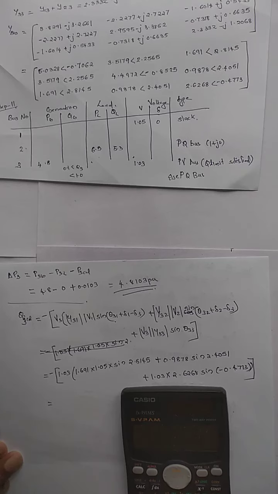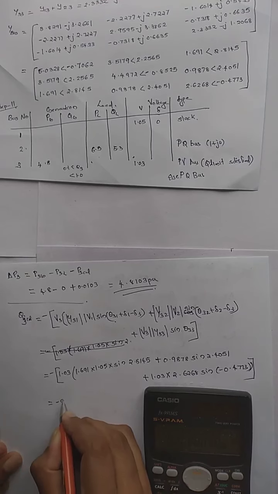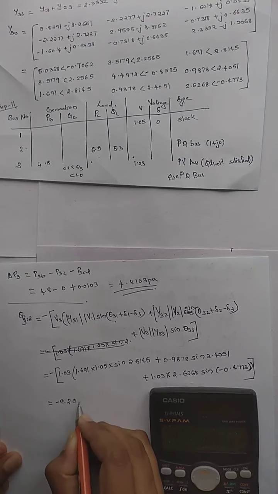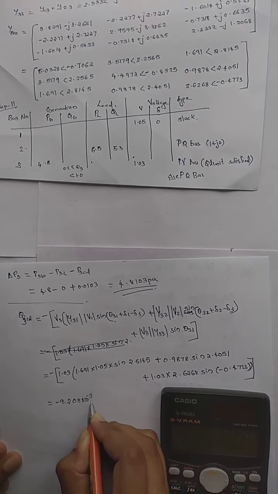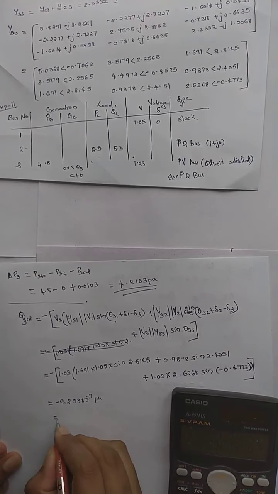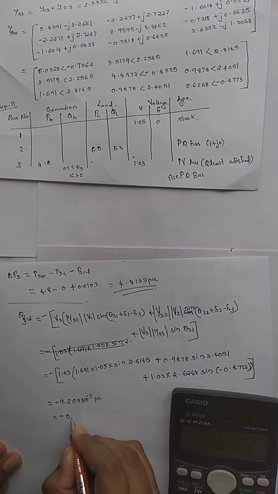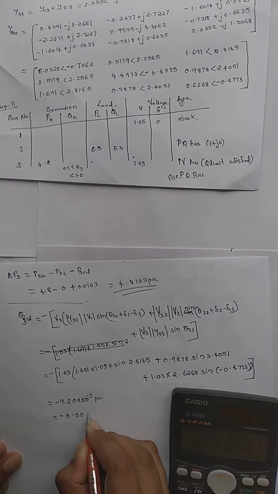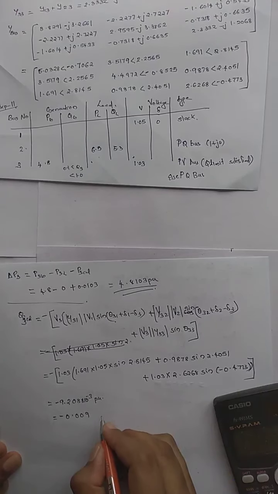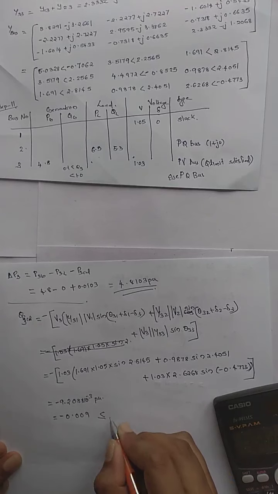So the value for Q2 is very less, oh my god, it is very less. That is equal to minus 9.208 into 10 raised to minus 3 per unit, or if I am writing it, it is minus 0.009. Okay, which is much lesser than our limit.